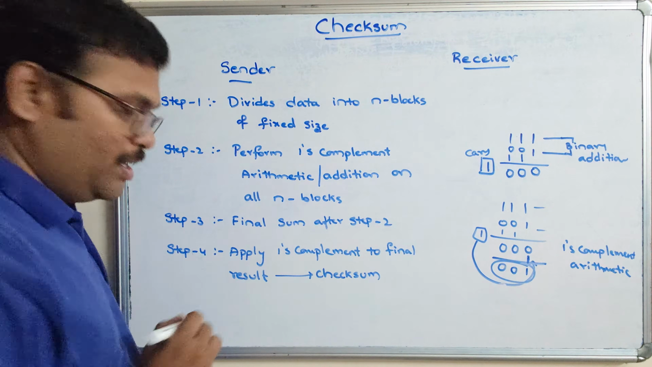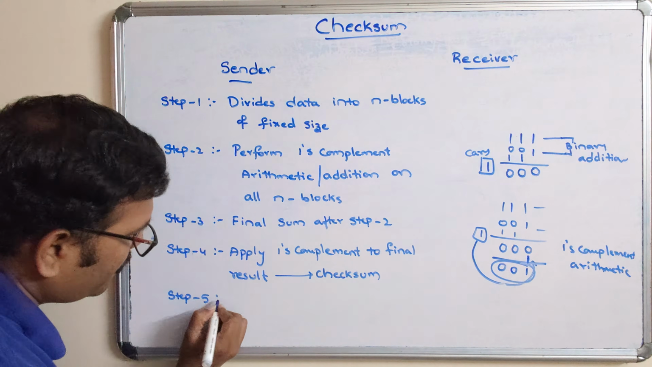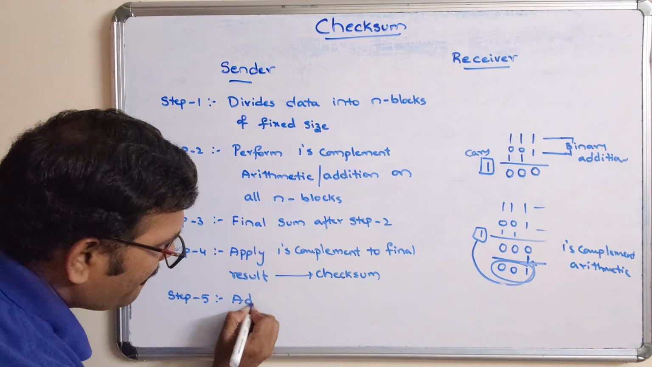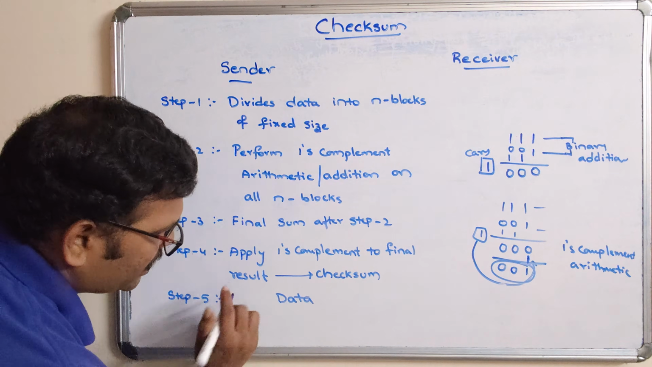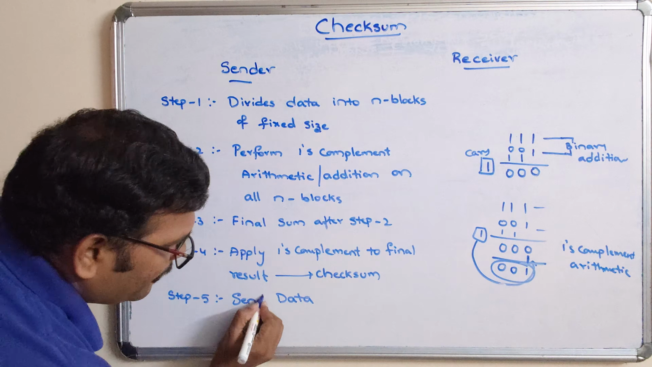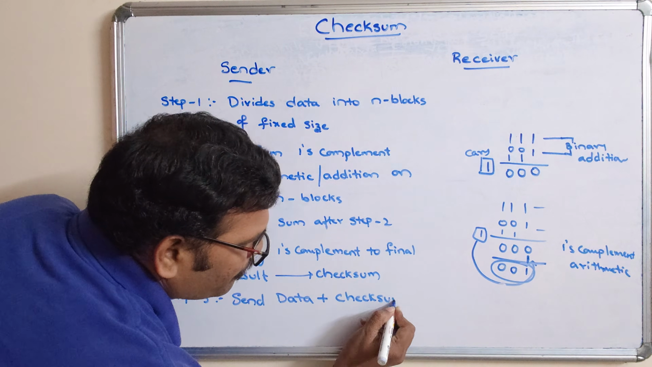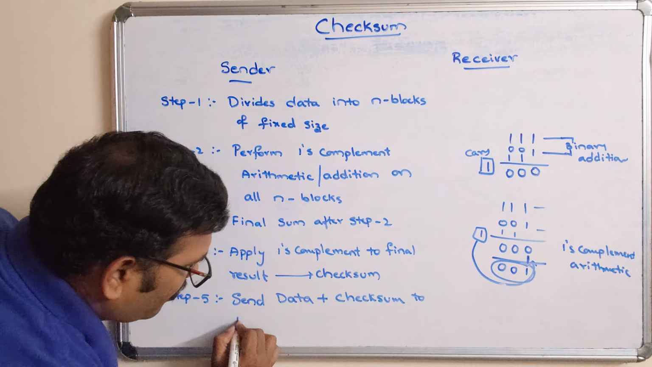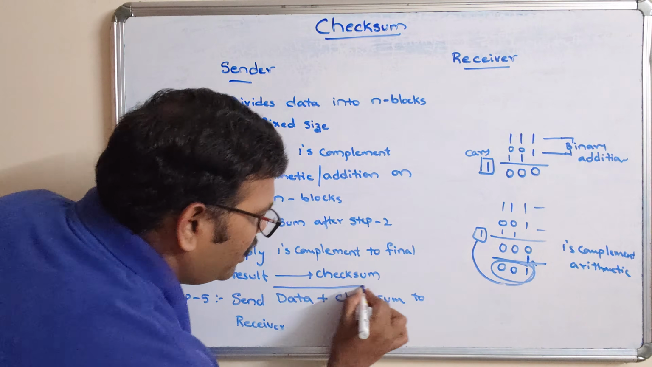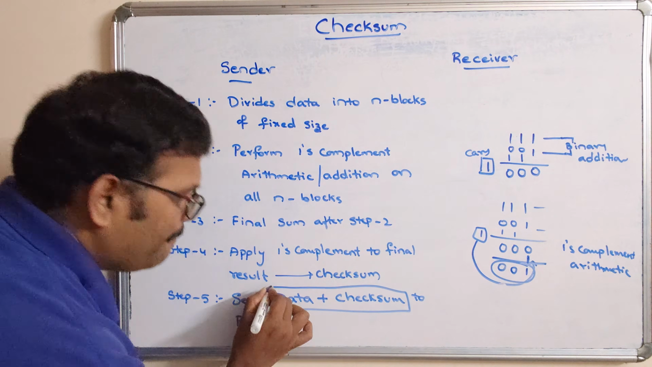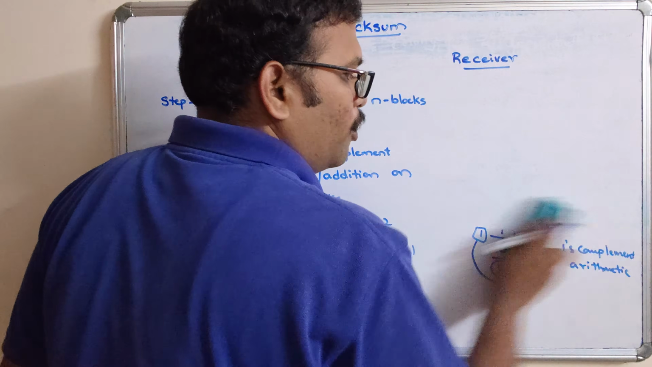Then what is the next step? Add the checksum to the data, or we can simply say send data plus checksum to the receiver. So this should be sent to the receiver. Hope you understood this one.